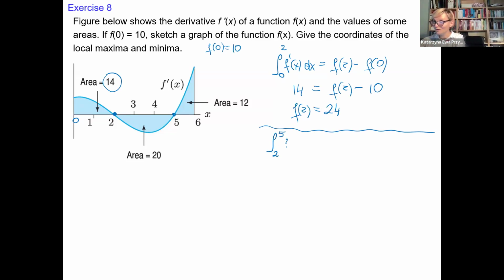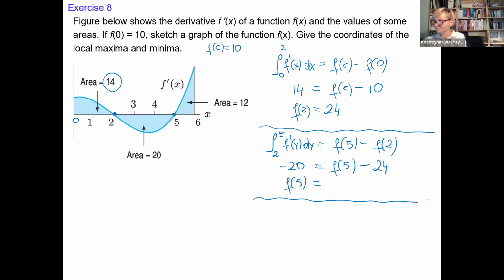The integral between 2 and 5 is the value at 5 minus the value at 2 of the antiderivative. Now, please be careful. What is the integral between 2 and 5? It's negative 20. So f of 5 minus 24 equals negative 20, because f of 2 is 24. Please tell me what f of 5 is. F of 5 will be 4, because we add negative 20 to 24.